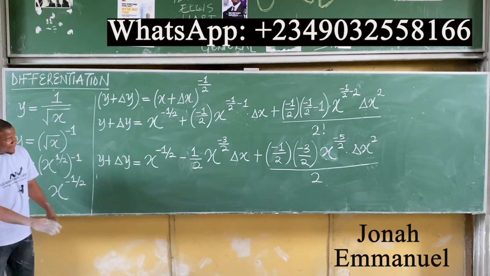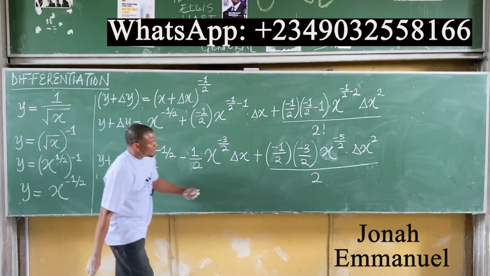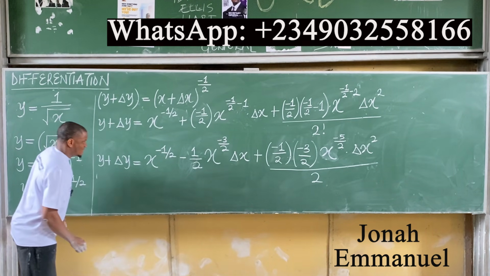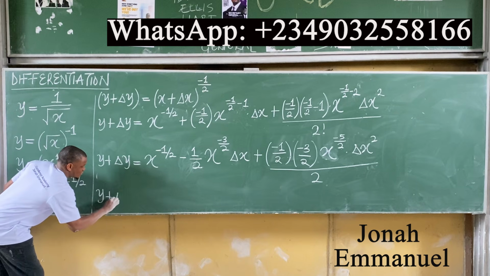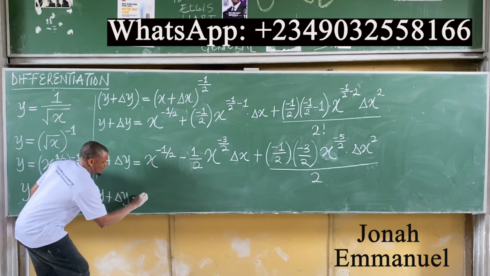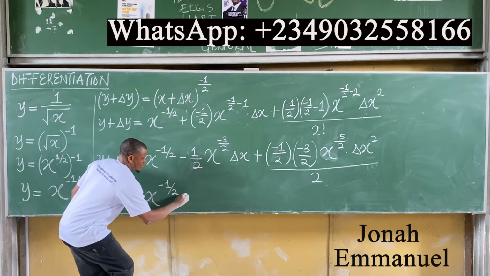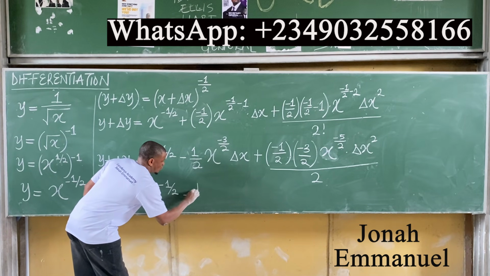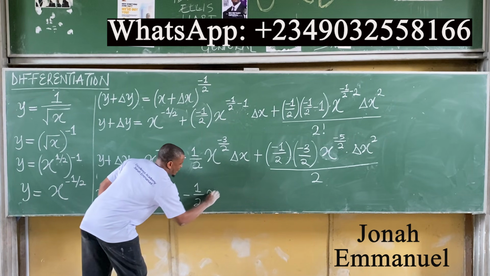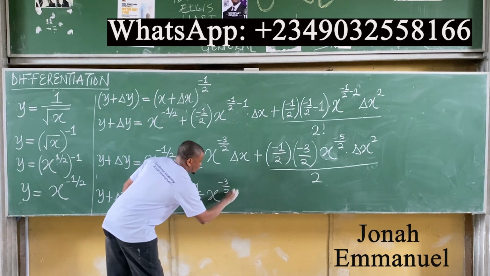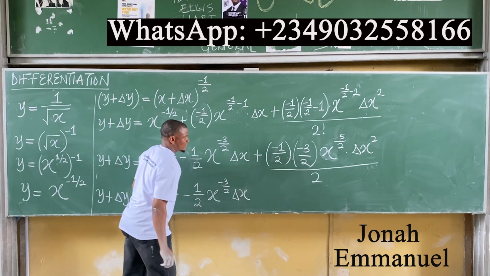All right, leave it this way. Let's see what we can get here. I am not done. I still have to simplify this. All right, so that becomes y plus change in y is equal to x to the power minus 1 over 2 minus 1 over 2 x to the power minus 3 over 2 change in x.